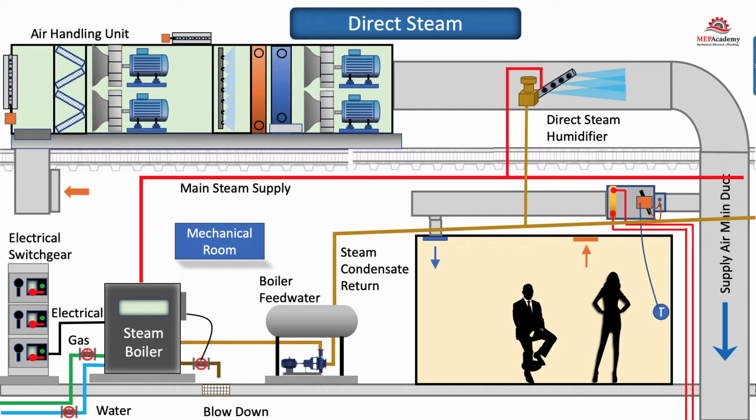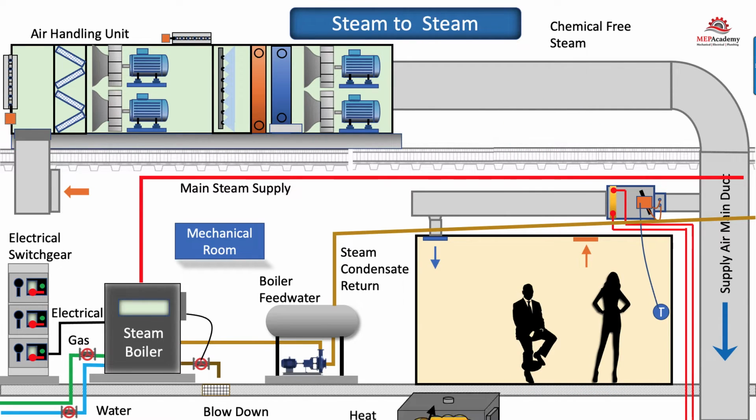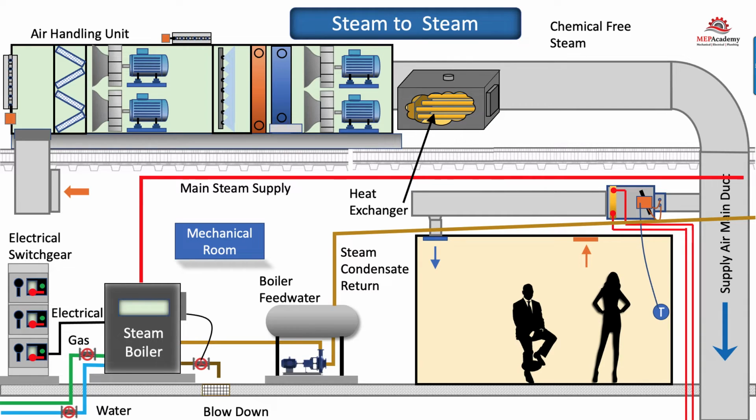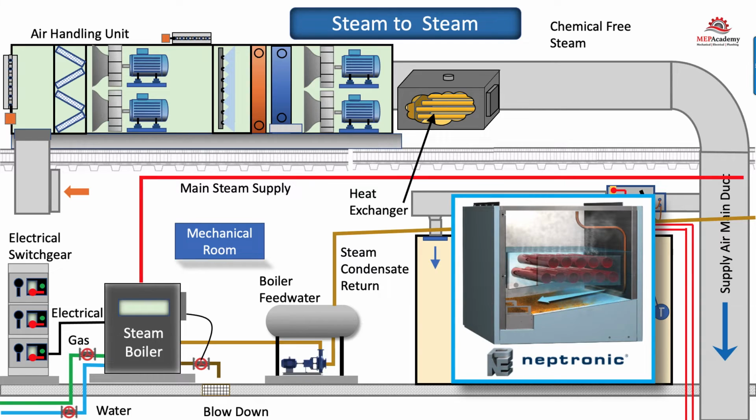Next, we can go with a steam-to-steam humidifier. Often there are concerns about breathing in chemicals from the water treatment used in a direct steam humidification system. To avoid this issue, a heat exchanger is put between the boiler and the humidifier, separating the two water systems. We'll install a steam-to-steam heat exchanger, which keeps the boiler steam separate from the steam made for humidification.